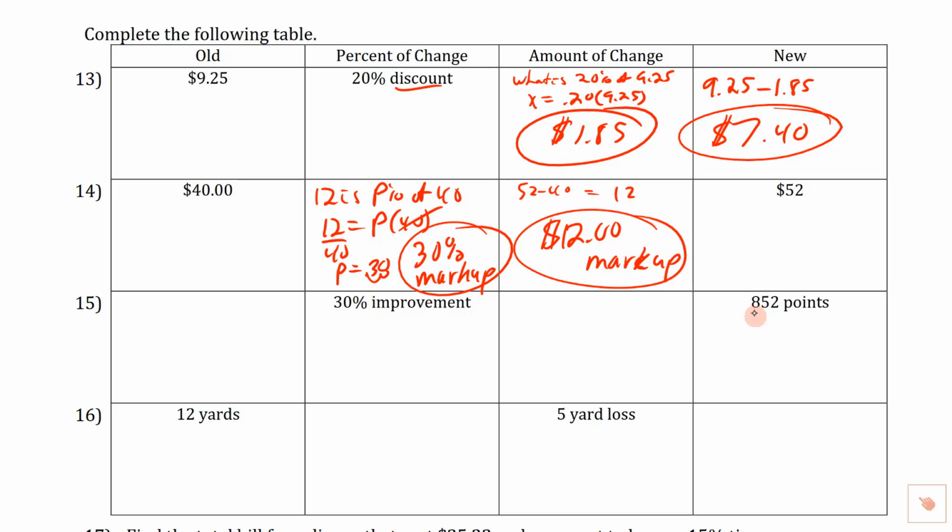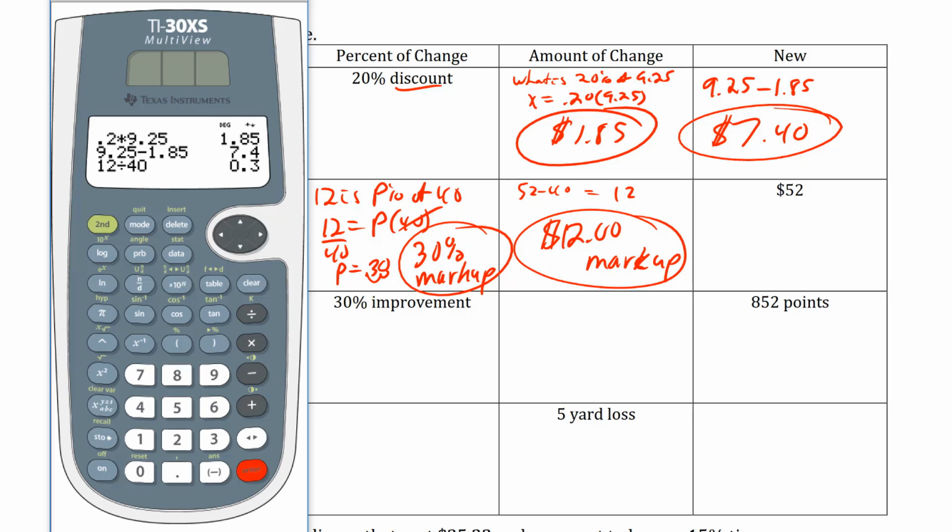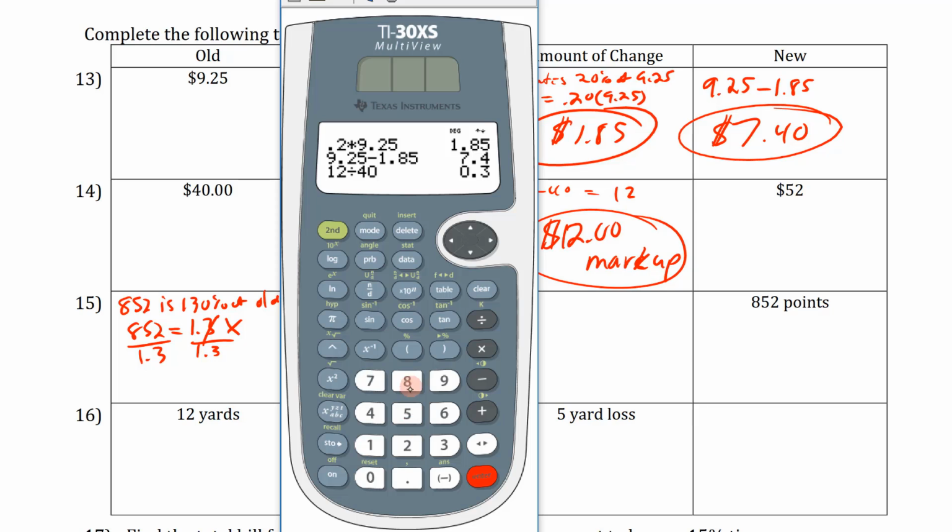So remember, the new one is always some percent of the old one. Okay, so that means that 852 is, now remember, this is 100% of the original one plus whatever that improvement is. So this is going to be 130% of the old one. So 852 equals 1.3 times the old one, and I'm going to use an x for that. So then we're going to divide both of them by 1.3. So if we divide both by 1.3, we get x over on this side, and we're going to say, okay, what is 852 divided by 1.3?